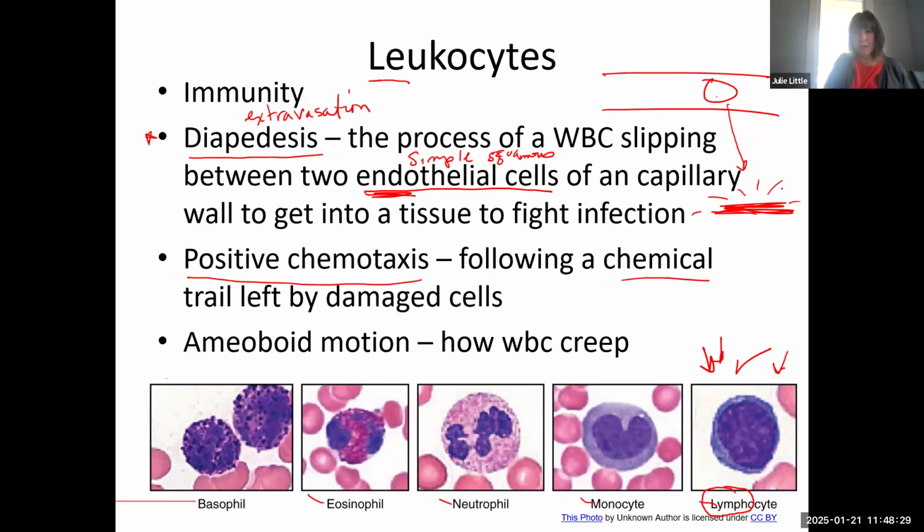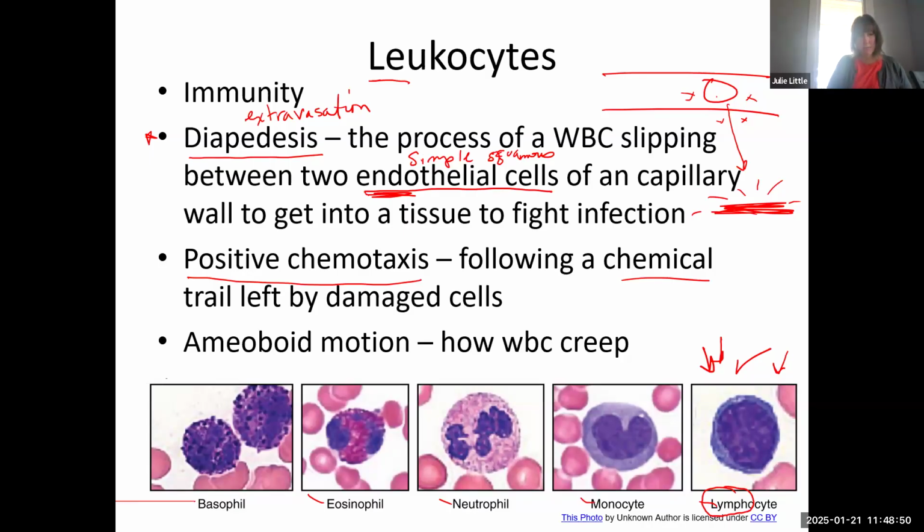Now, once the white blood cell gets through into the tissues, out here's the tissues and here's the blood, it starts to creep along. It moves through the tissues through a motion called amoeboid motion, because an amoeba is a little single-celled organism that forms these pseudopods and crawls around.